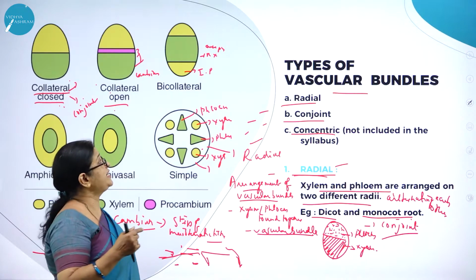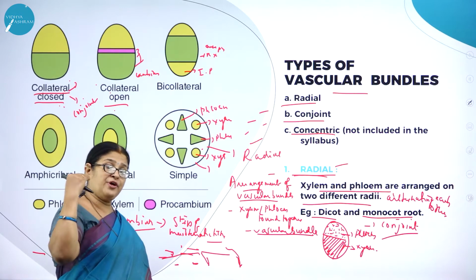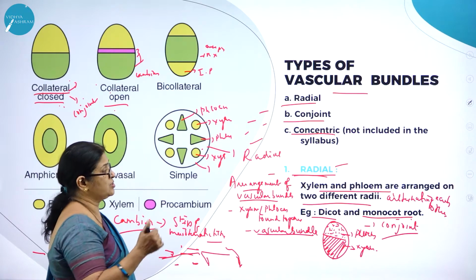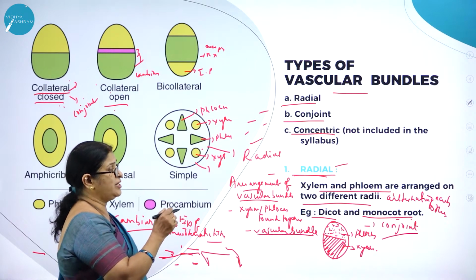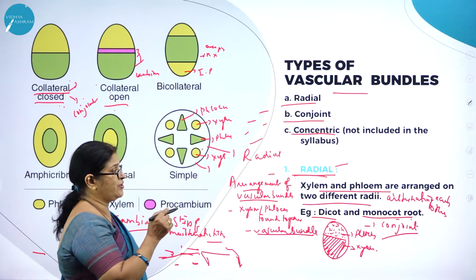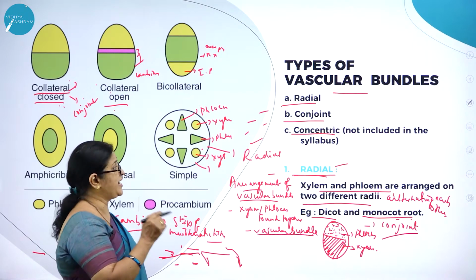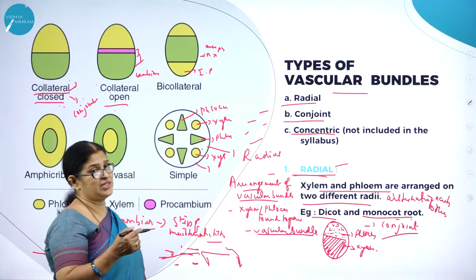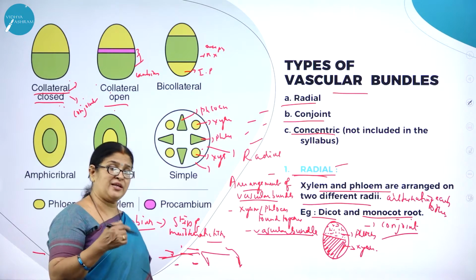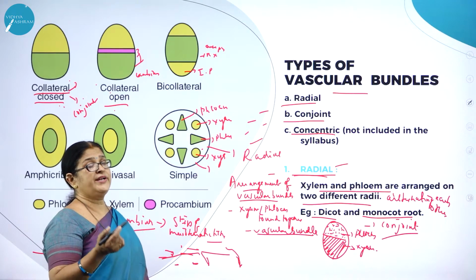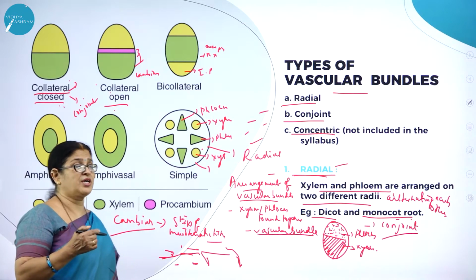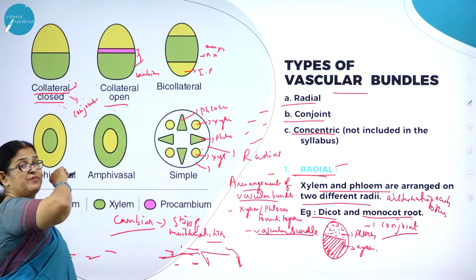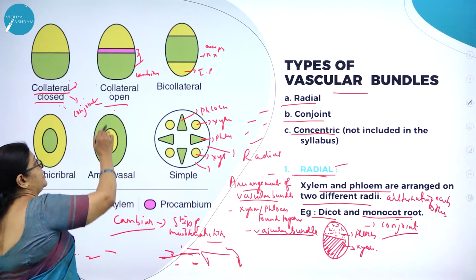As I said, why is it called collateral? If phloem is above and xylem is below, it is called collateral. Radial means xylem and phloem are arranged in two different radii. Conjoined means when xylem and phloem are found together. It is called closed when cambium is not present between xylem and phloem. When cambium is present between xylem and phloem, it is called collateral open.